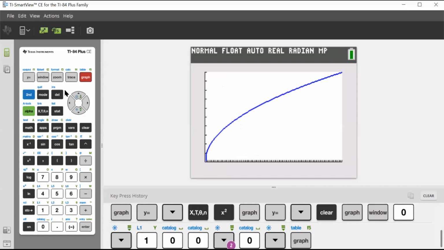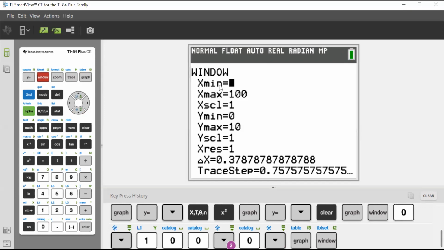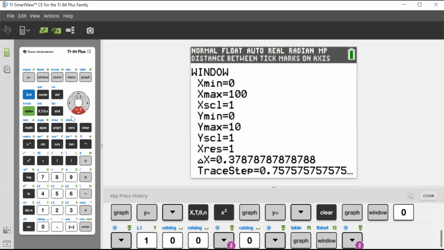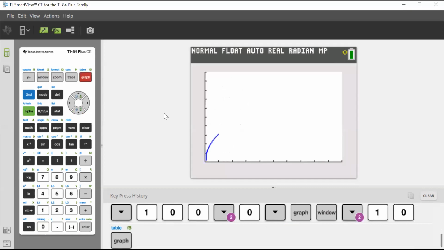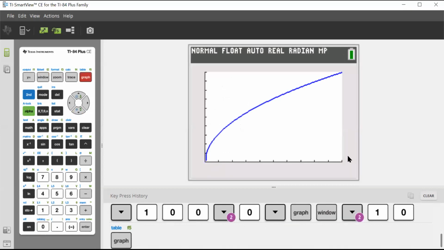So another thing we can do is, if I go back to my window here, I can still have my x values go from 0 to 100, but notice this third line says XSCL, which means X scale is counting by ones. Since we're going from 0 to 100, we really don't need 100 little tick marks. So here, rather than counting by ones, I'm going to make it count by tens. And so when I do that, notice now there's only 10 marks along here. We have to remember that they're counting by tens, right? So this would be 10, 20, 30, 40, 50, so on and so forth.